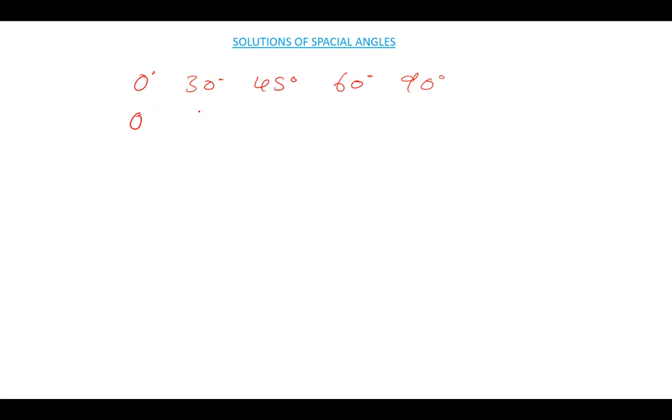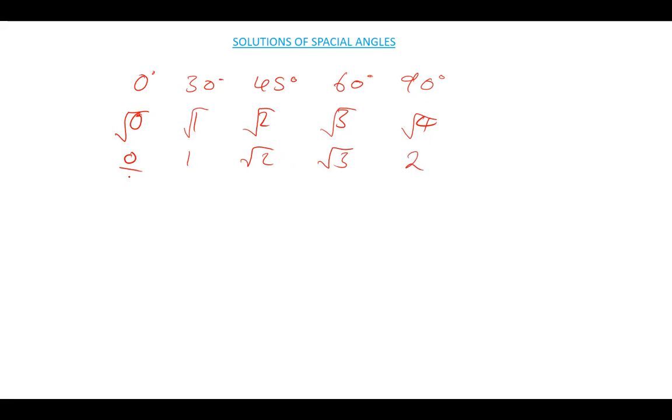Then I'll write numbers starting from 0 up to 4: 0, 1, 2, 3, and then 4. From there, I'm going to find the square root of all these numbers. The square root of 0 is 0. Square root of 1 is 1. Square root of 2 is an irrational number, you leave it like that. Same applies to square root of 3. Then square root of 4 will give us 2.